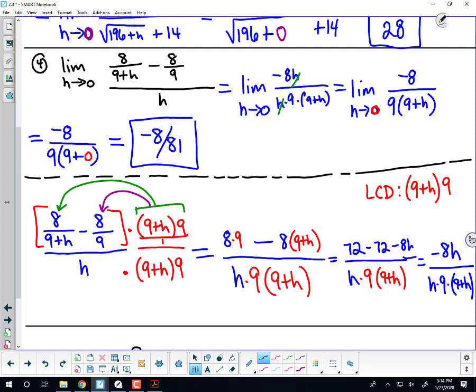I know we're just looking at specific examples, but these specific examples give us the 3 main algebraic techniques that we have to compute limits. Either we can factor it, involve the conjugate, or involve the lowest common denominators for complex fractions. Right, yep, so we've got a hole on this function at 0, -8 over 81.